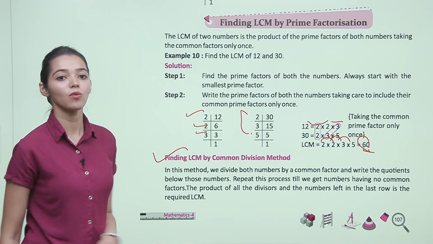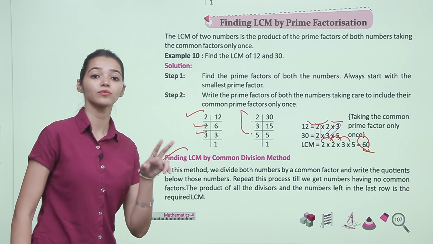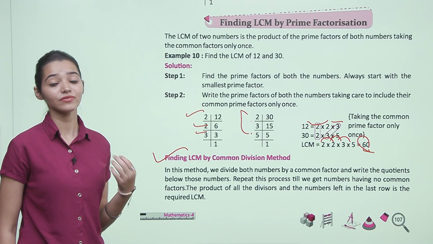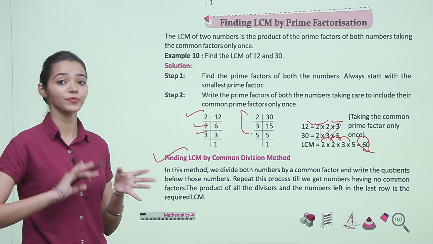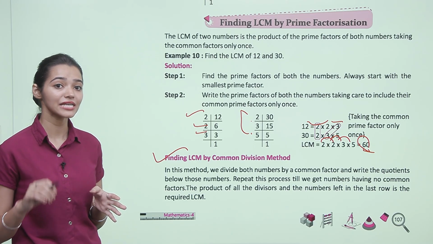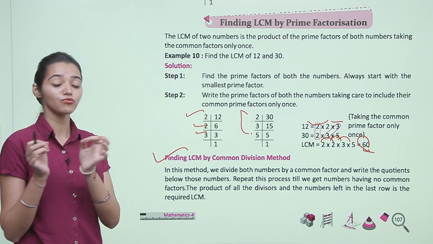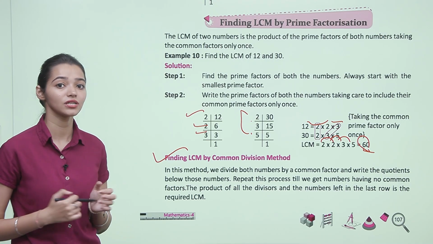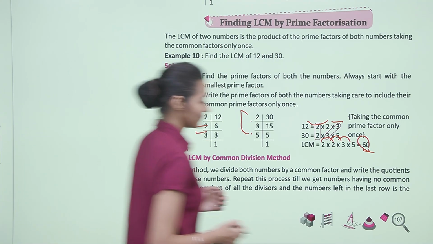Now finding LCM by the common division method. In this one we have to divide both the numbers by a common factor, and we will write the quotient below these numbers, and we will repeat the process till we get numbers having no common factor. Now the product of all the divisors and the numbers left in the last row is the required LCM.